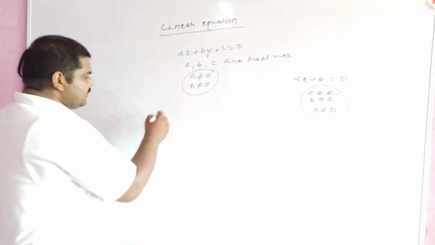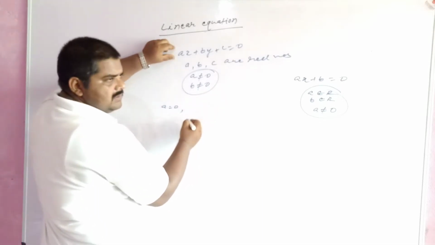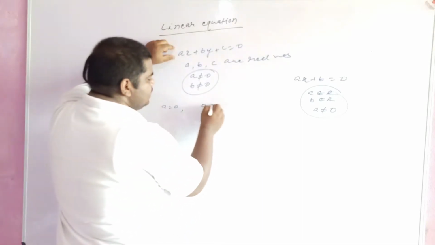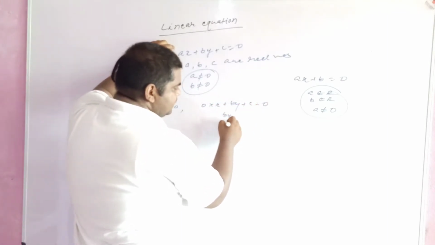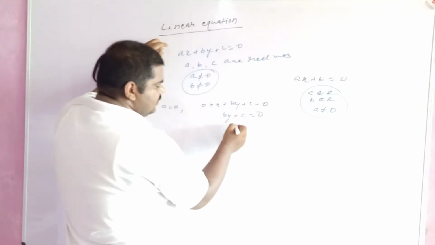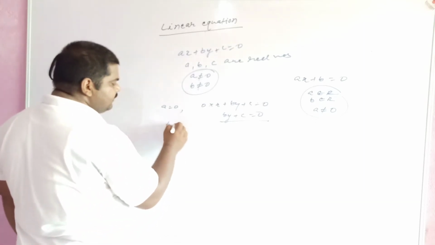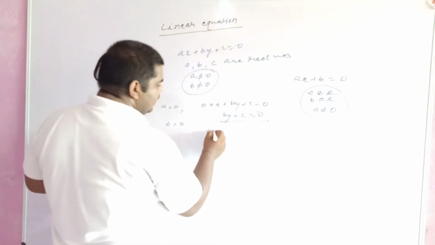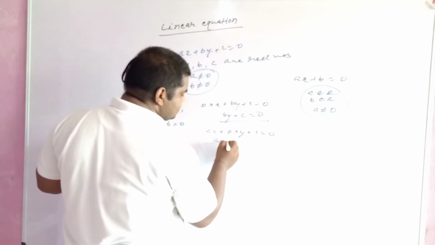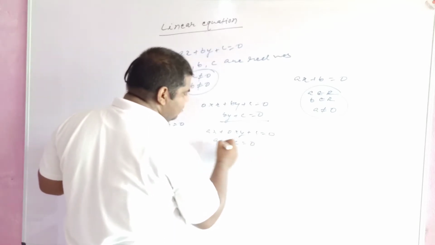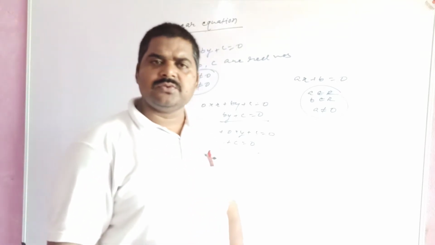Let's check. Suppose that a is equal to 0, then you have to just put 0 in place of a. 0 into x plus by plus c is equal to 0. Then it is converted into by plus c is equal to 0, and it converts into a linear equation in one variable. Similarly, if b is equal to 0, then ax plus 0 into y plus c is equal to 0, and it can be written as ax plus c is equal to 0. So my dear students, a and b cannot be equal to 0.